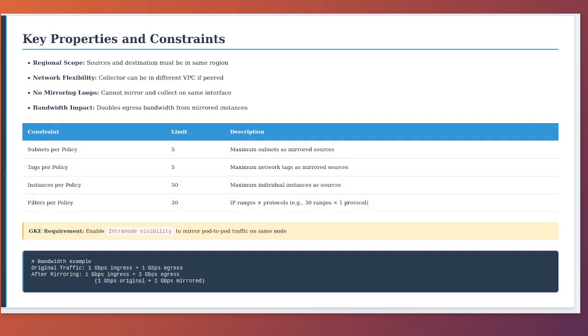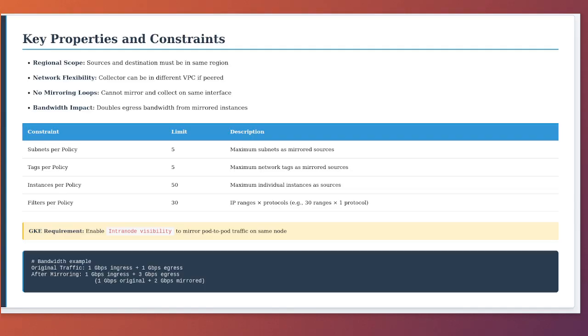Key properties and constraints. Before implementing packet mirroring in production, you need to understand its key properties and constraints. These aren't arbitrary limitations, but are architectural decisions that affect how you design your monitoring infrastructure. Being aware of these properties will help you avoid configuration mistakes and plan for scale.